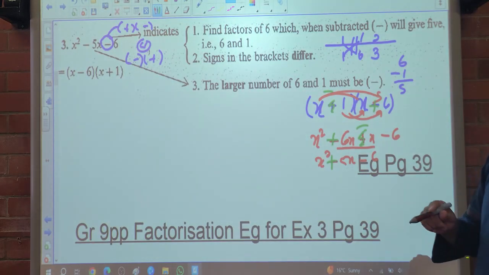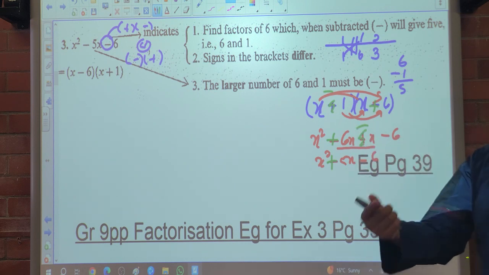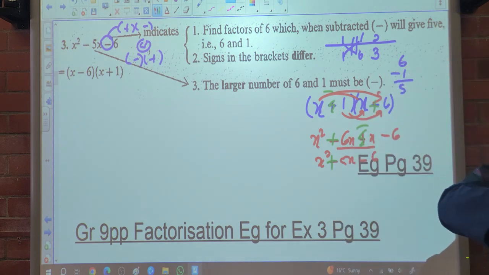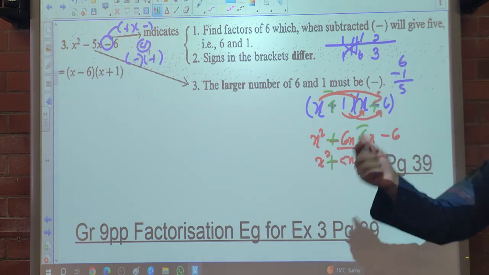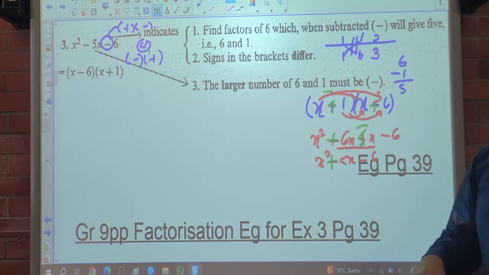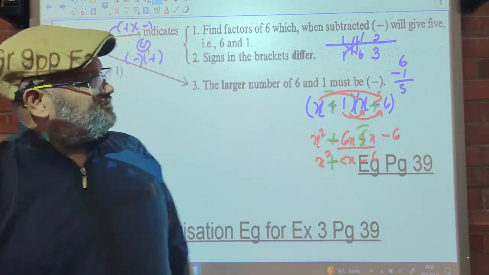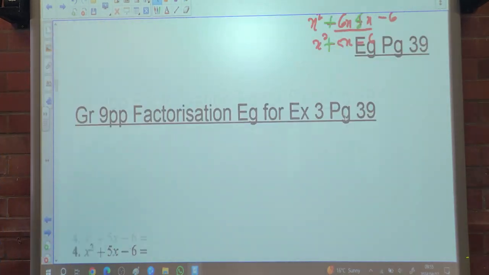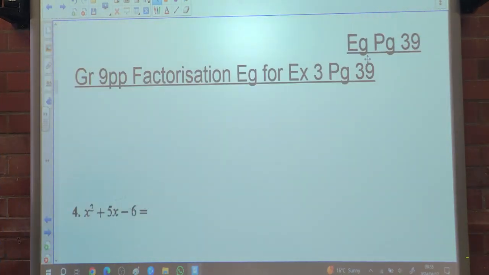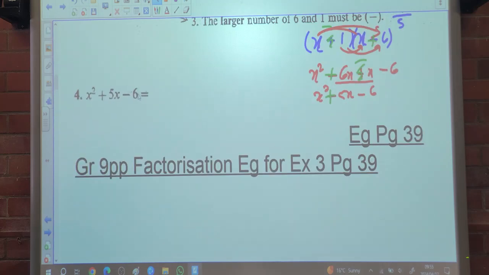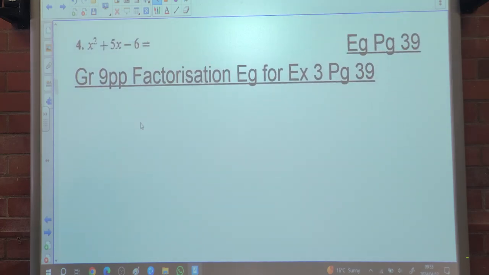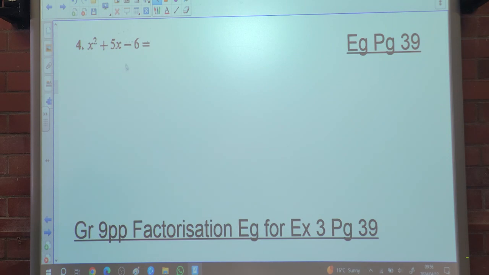Also remember that factorization is the reverse of products, and products is the reverse of factorization. You guys understand? Is that a bit confusing? Okay, so let's do one on our own. Okay, without the guidance.